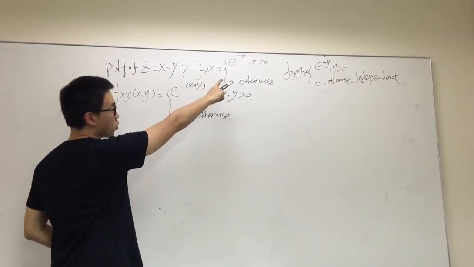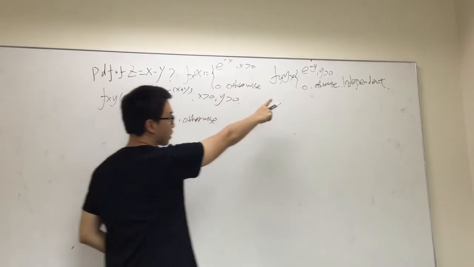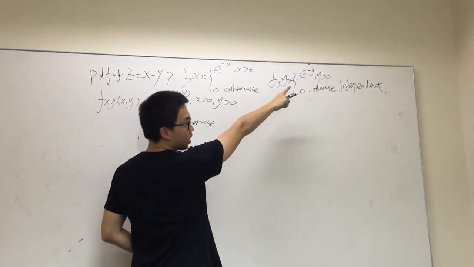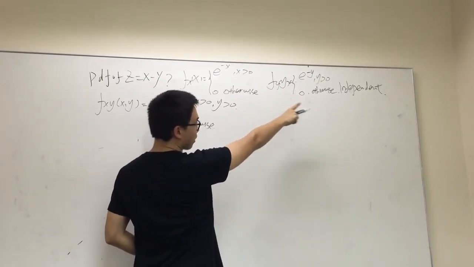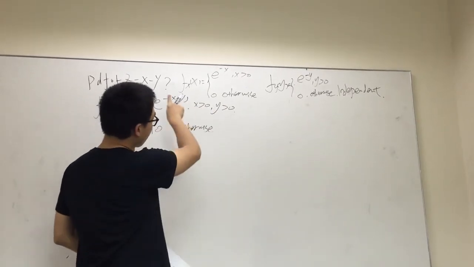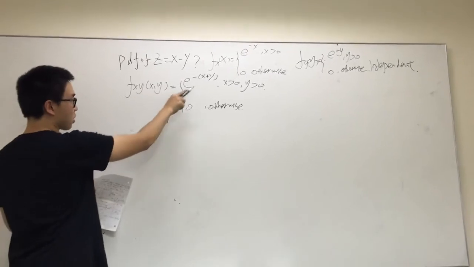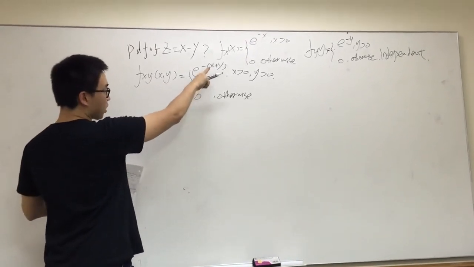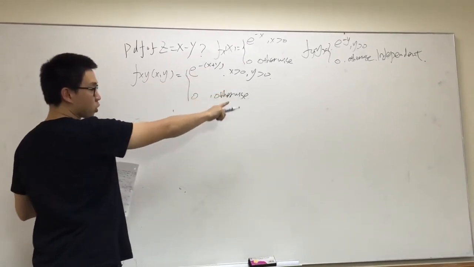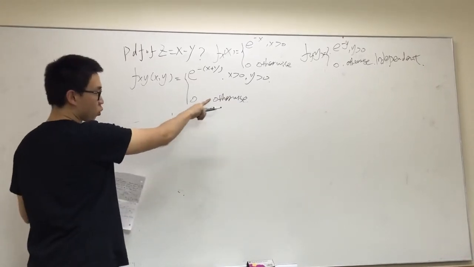Today I'm going to talk about the PDF of Z equals X minus Y, where f_X(x) is equal to e to the minus x, and f_Y(y) is equal to e to the minus y. Here X and Y are independent, so we can calculate f_XY is equal to e to the minus (x plus y) when X and Y are both greater than 0, and 0 otherwise.